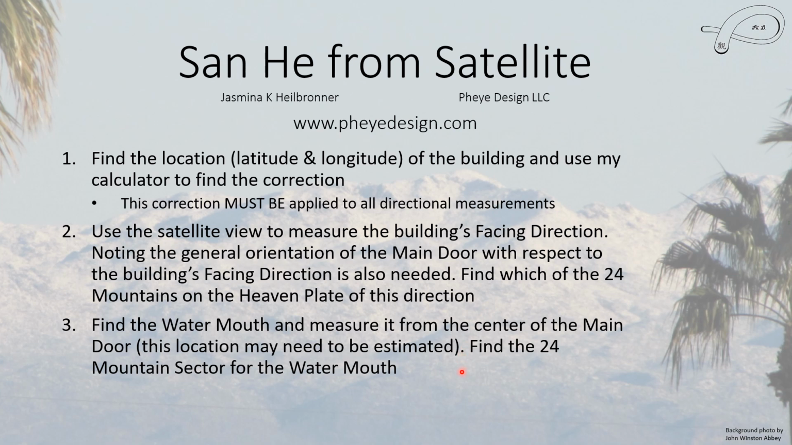Then you find the water mouth measurement, and you want to measure from the center of the main door. Sometimes it has to be estimated, depending on how far that dot is from your main door. In this case, we were zoomed out far enough that the difference isn't going to make any difference because we really had to zoom out to see everything. And then you would find the 24 mountain sector for that water mouth.